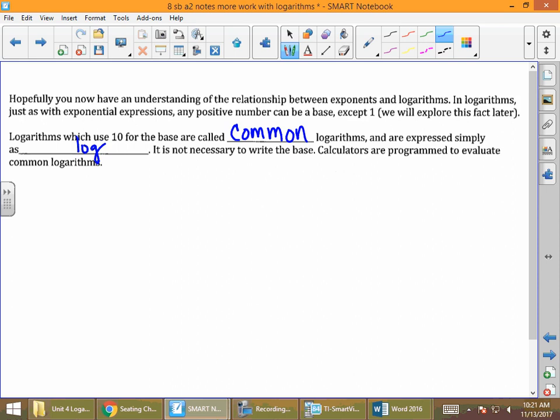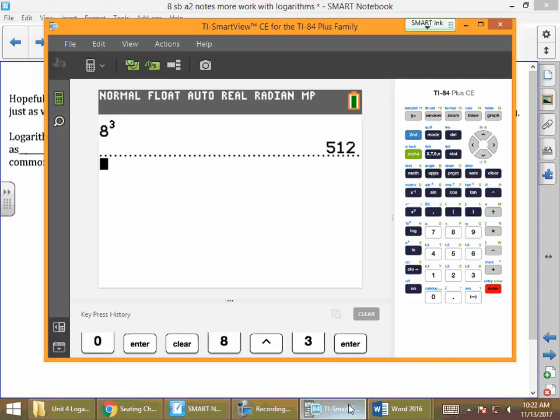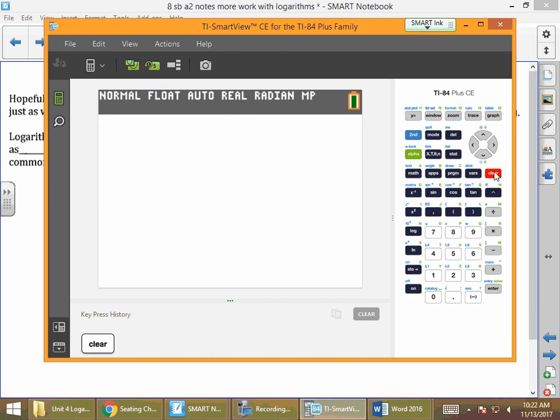Calculators are programmed to evaluate common logarithms. So no matter what calculator you have, if you look at the screen here, it's the 4th button from the bottom. So you've got on, and then you store, then ln, then log. That log is the common log button. It has base 10 there.